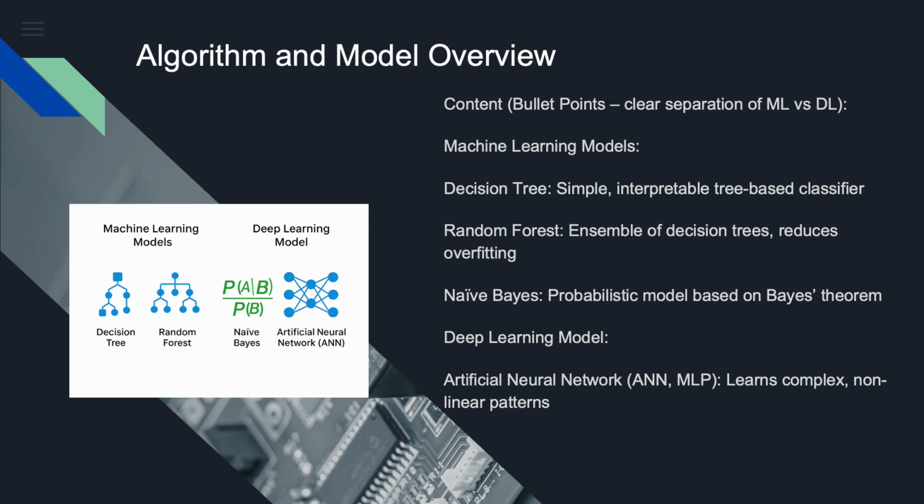To complement these approaches, we also implemented a deep learning model, specifically a multi-layer perceptron or artificial neural network (ANN). This model is designed to capture complex nonlinear patterns in the data and often performs well when dealing with healthcare datasets. Together, these models allowed us to compare traditional and modern approaches for heart disease prediction.